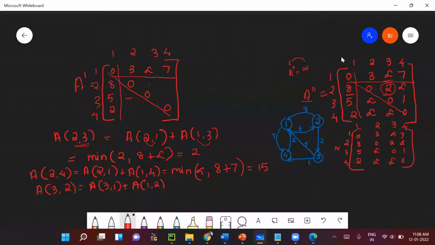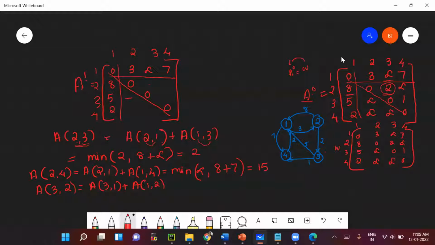Whatever values we are using for building up the new distance matrix, we are taking from the previous matrix. For constructing A1, we should take it from A0. Similarly, for constructing A2, we will take it from A1. So got it? Here, what is the value of 2, 3 from A0? 2, 3 is 2.